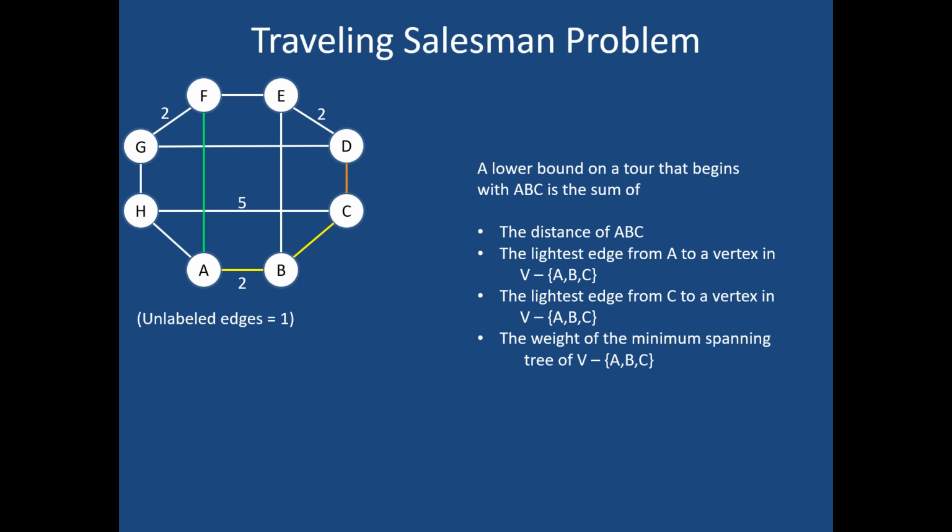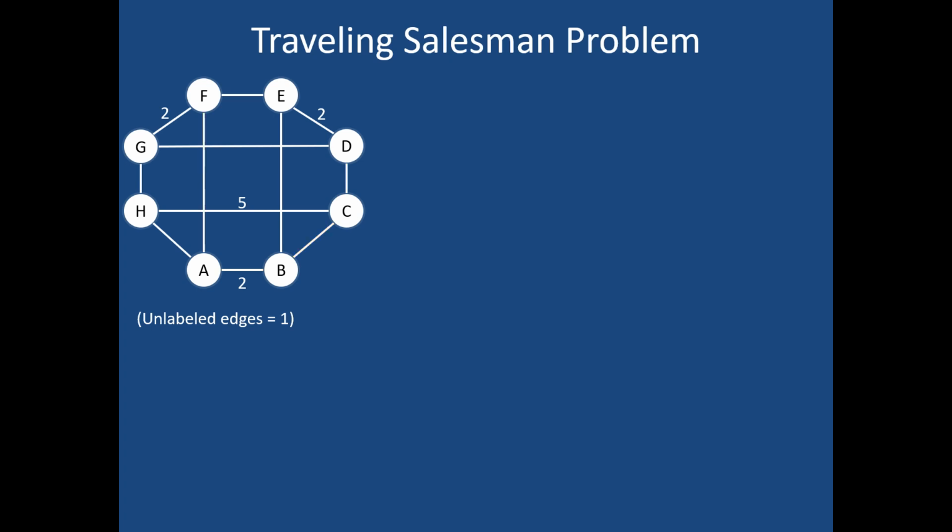Any way you can find to hook up all the vertices is a spanning tree. And if we calculate the minimum spanning tree, that's certainly a lower bound on any other way to hook them all up. So whatever way our algorithm eventually decides to connect D, E, F, G, and H, it can't be cheaper than the minimum spanning tree. So that will provide our lower bound. We add together the lightest edge from A out to the rest of the vertices, the lightest edge from C out to the rest of the vertices, and the weight of the minimum spanning tree involving the rest of the vertices. That provides a lower bound that we can use to cut off the search when the lower bound gets too big. Let's see how this looks in action.